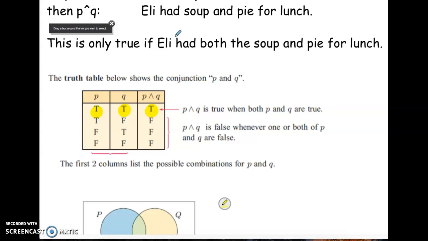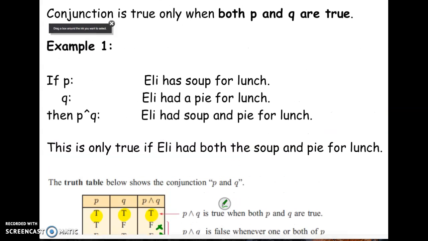Now notice the other three rows in the truth table. Let's say proposition P is true, where Eli had soup for lunch. But then proposition Q, he did not have pie for lunch. And that would mean it is not true for both. And that's the same thing holding true for these last three columns. So for the conjunction to be true, you have to have both true.